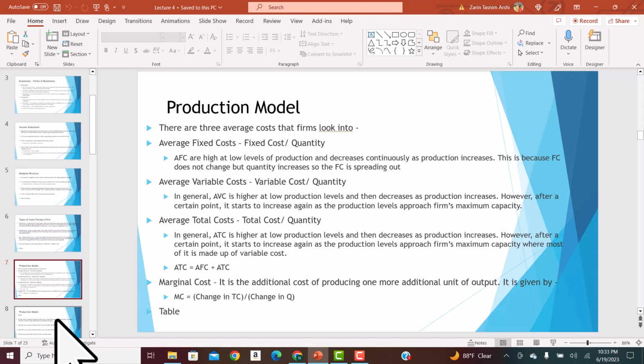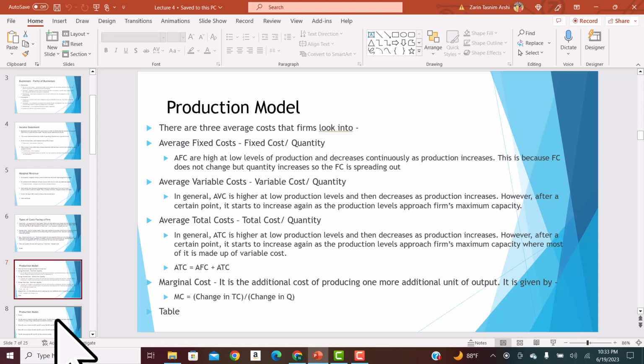We need to understand the average fixed cost. We need to understand the average variable cost. We need to understand the average total cost. And then we need to understand the marginal cost to make business decisions to see where we can produce so our costs are minimized and we can make the most amount of marginal revenue, right? So that's why these are very important.